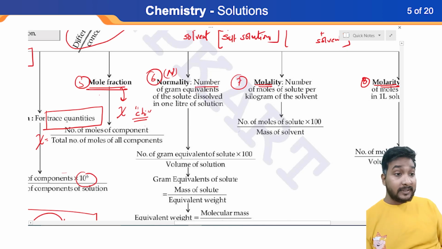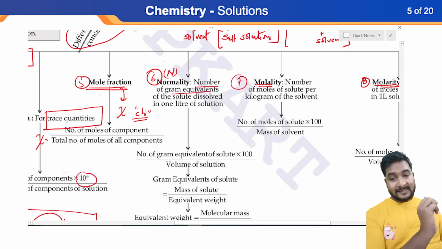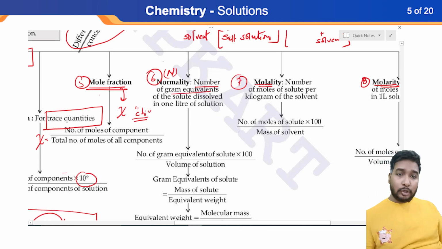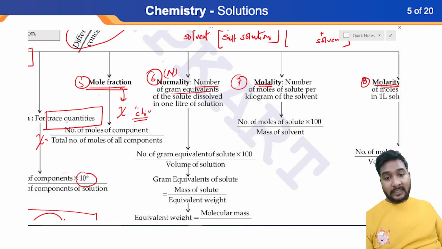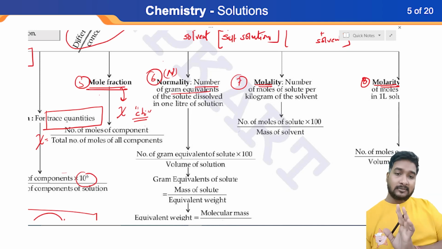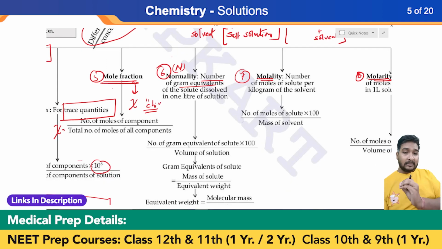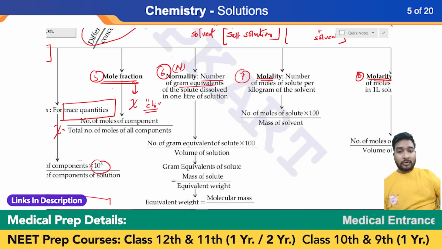Number of gram equivalents. How many gram equivalents of solute are present in the given volume of solution? Suppose we have 1 liter volume of solution. So how many gram equivalents of solute are present in 1 liter of a solution is called normality. Normality is nothing but a term of concentration. That's it. So don't take this as a burden, because normality is a concentration term which is used to find out the amount of solute.